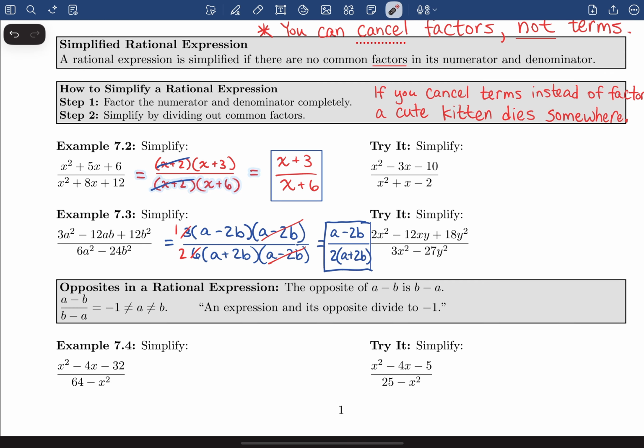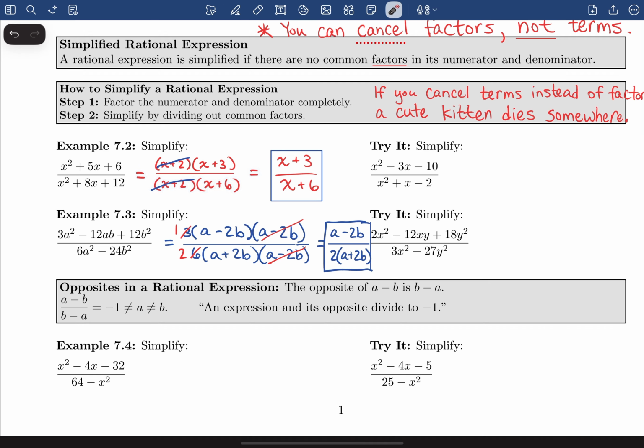Great. Now's a good time to bring up opposites in a rational expression. So let's define what opposites in a rational expression are. The opposite of a minus b is b minus a. All right, they're opposites of each other. And if I ever have a scenario where I encounter a minus b divided by b minus a, then those opposites are equal to -1. That all simplifies to -1. Okay? And so an expression and its opposite divide each other to become -1.